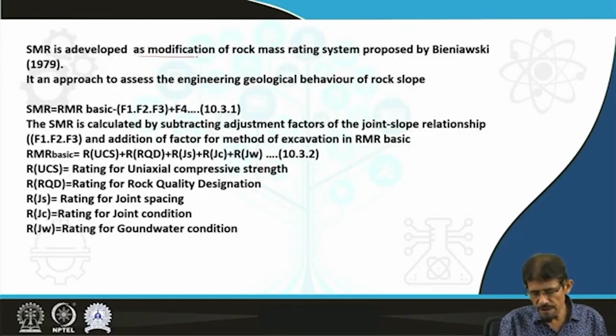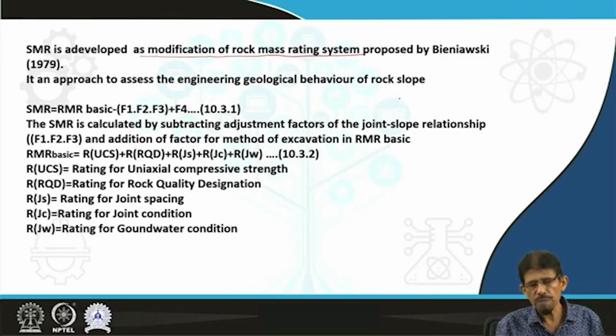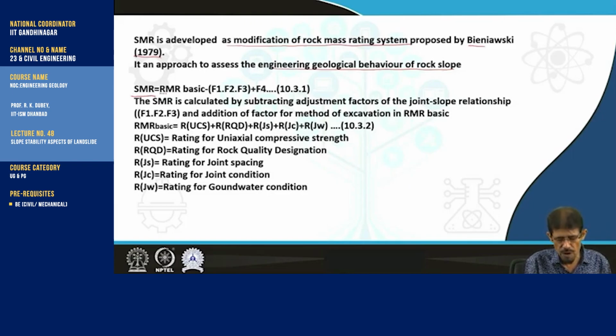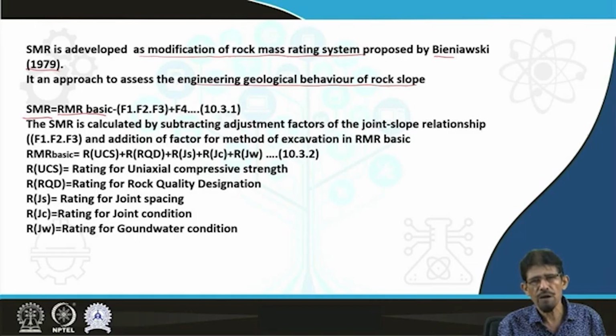SMR is developed as a modification of the rock mass rating system proposed by Bieniawski in 1979, and it is an approach to assess the engineering geological behavior of rock slopes in view of rock mass characterization. This slope mass rating, short name SMR, is equal to RMR basic minus F1 into F2 into F3 plus F4, where F1, F2, F3 are adjustment factors, mainly depending on the joint dips and the strike of slopes and the nature of slopes.